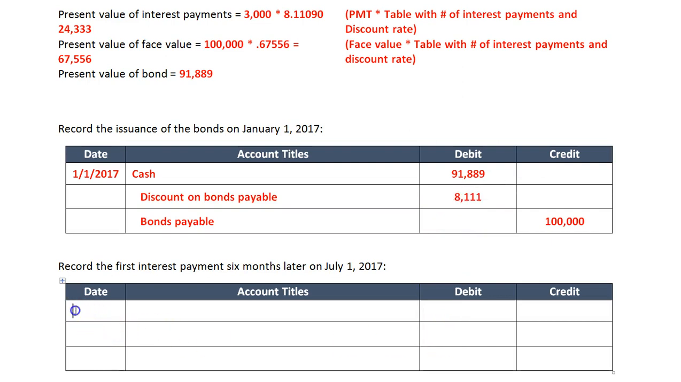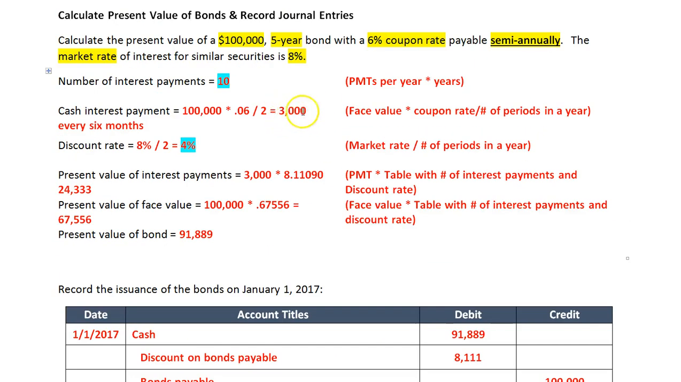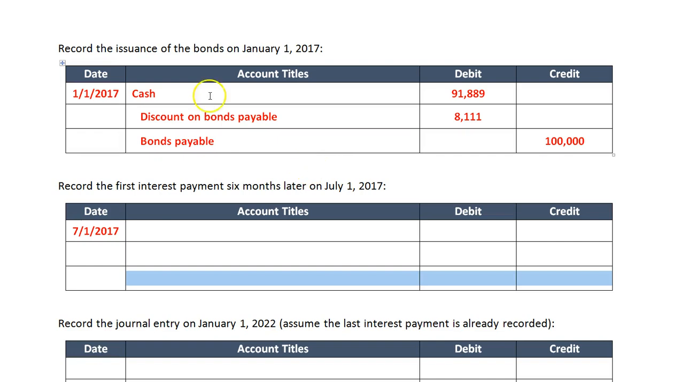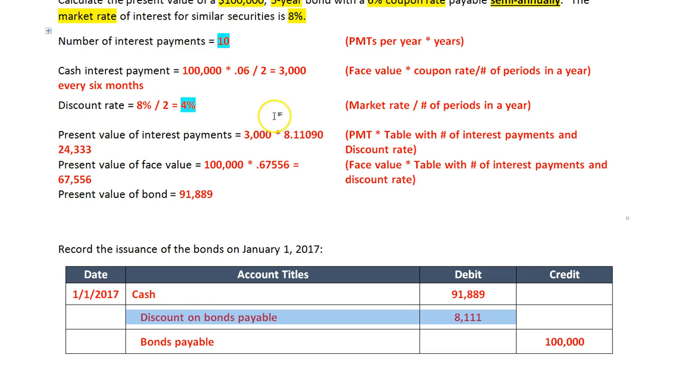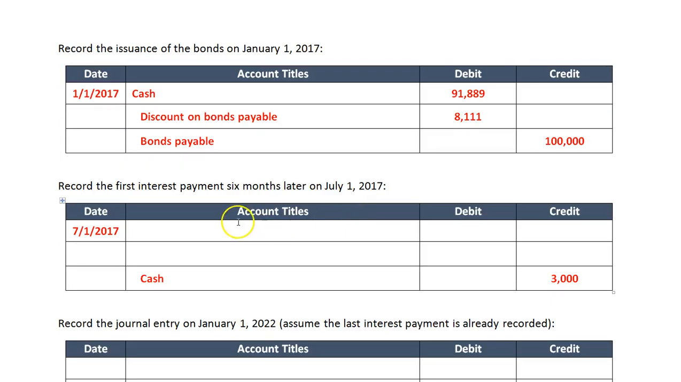When we get to the next part, 6 months later, we do the first interest payment. I would figure out the cash first because we already have that calculated. It's this $3,000 that we're going to pay out every 6 months. I would then think about amortizing this discount, or if it's a premium at that time, I would think about either the discount or the premium. All right, so 8,111 divided by the total number of interest payments, which is 10. So this number divided by 10 is equal to $811.